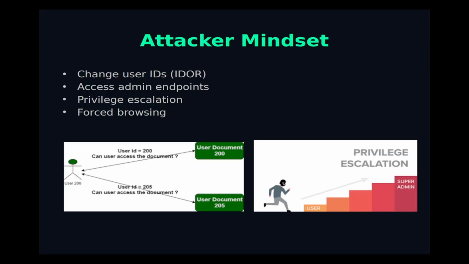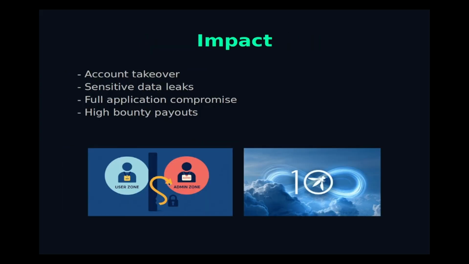So here we can see an example wherein a user has the user ID of 200 and he might try to modify it on his own and put in some other ID, say 205. And if he is able to access the page, then it results in a broken access control. The impact of broken access control can lead to account takeovers, data leaks, privilege escalation, full system compromise. That is why it's one of the highest paid bug bounty categories.